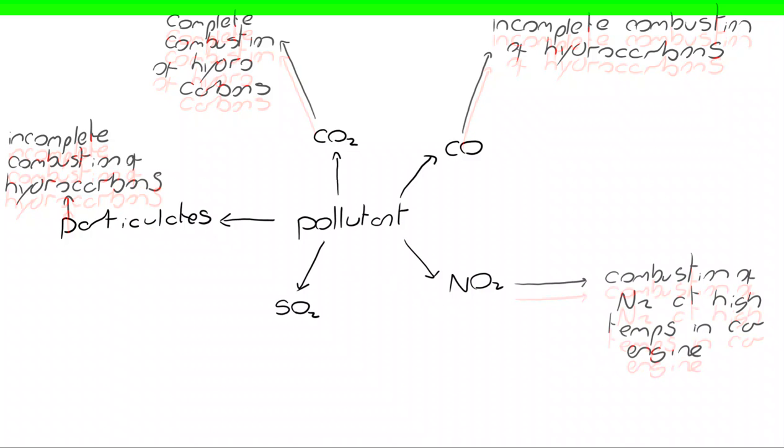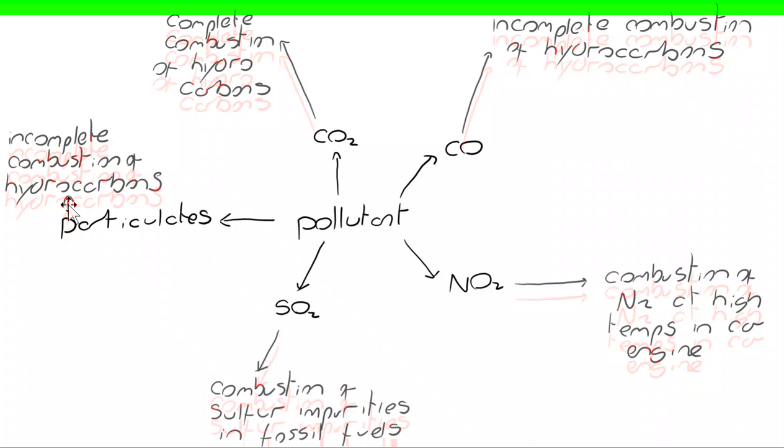Nitrogen dioxide is where we combust N2 at very high temperatures in car engines. Nitrogen is very, very unreactive, but in that specific circumstance, it will combust to form NO2. There's also a natural form whereby NO2 is made, and that happens with nitrogen in the air when lightning strikes. Sulfur dioxide comes from the combustion of sulfur impurities in fossil fuels.